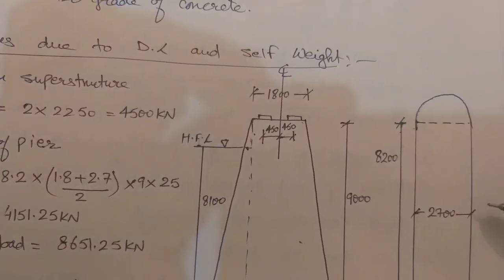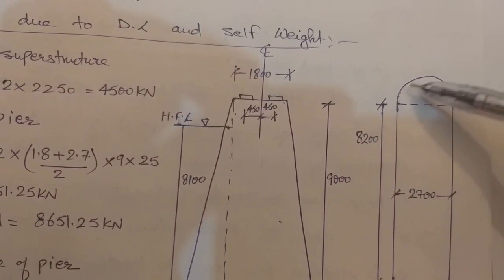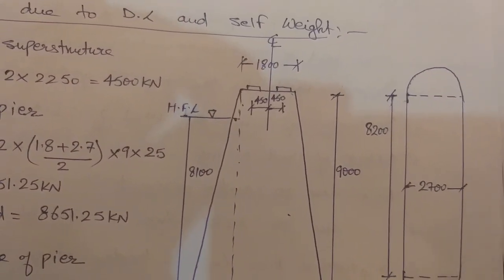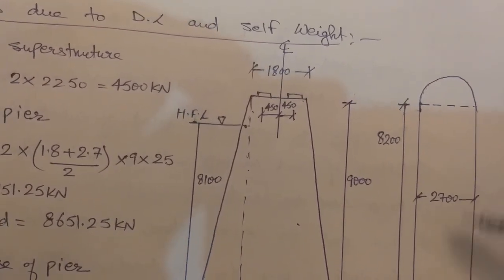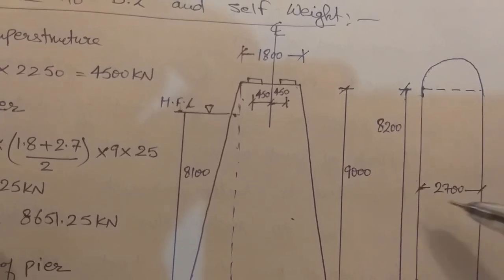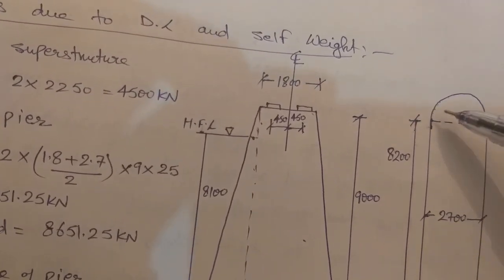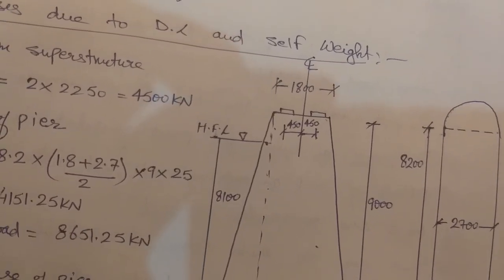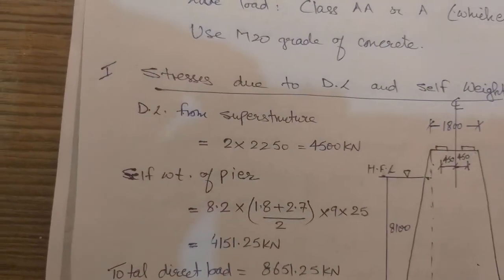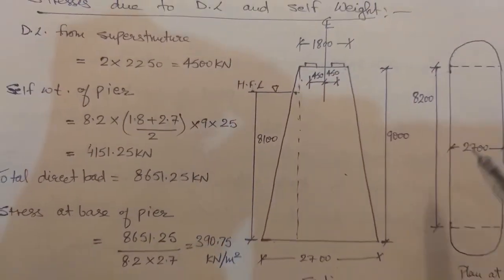Then we have the plan. The plan is something like this. It is 8200 for the straight portion, and then we have the circular shapes at the end. So this is called hemispherical. Then we have 2700 as the width for the straight portion. So we'll be considering the design for the straight portion. This portion may be neglected. Okay, then we can calculate the dead load and the self weight from these physical features which are given to us.